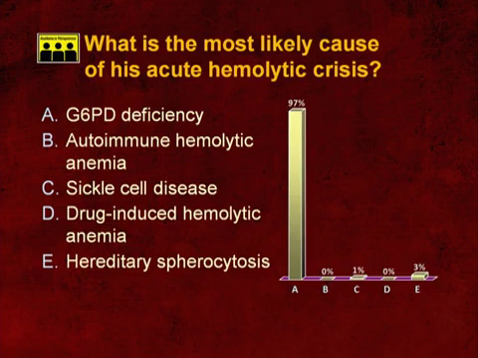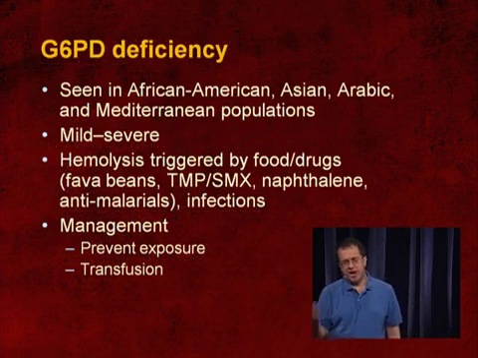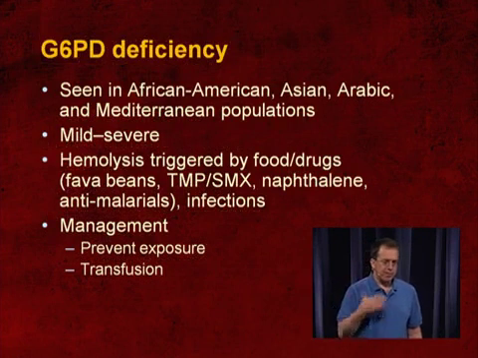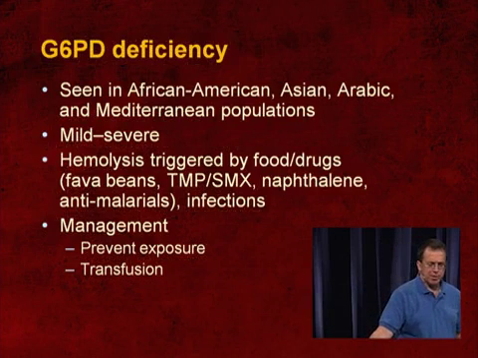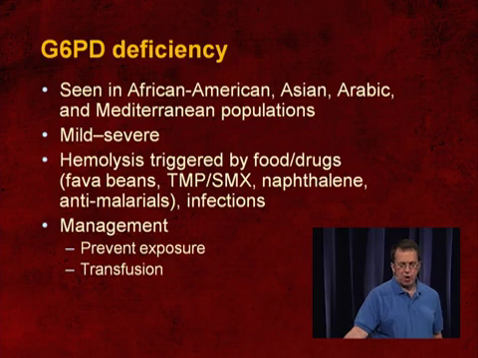Okay. All right. Somebody wants to give him hereditary spherocytosis. Make the group look bad. Okay. So this is the classic G6PD story. It can be seen in African Americans, Asians, Arabics, Mediterranean populations, and can be mild to severe. Hemolysis is triggered by food and drugs. Anti-malarial drugs are classic for this.